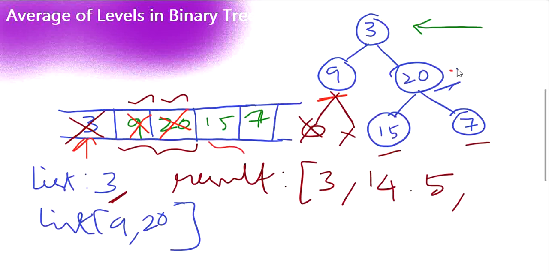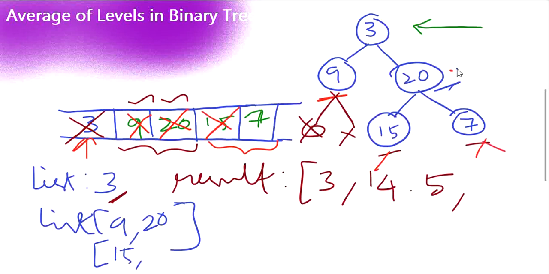There we have two more elements left. We are checking whether 15 has any children. 15 has no children. So we are going to add that to our list. So now our list is going to have 15, and once added we are going to remove that from our list. So the next element is 7.